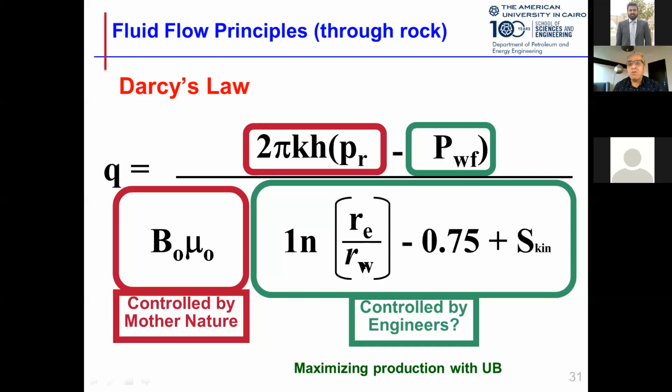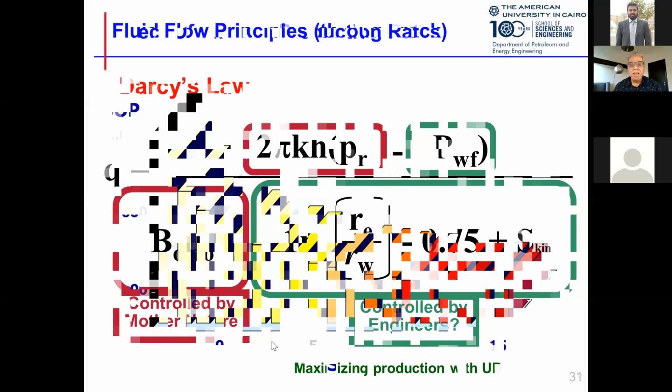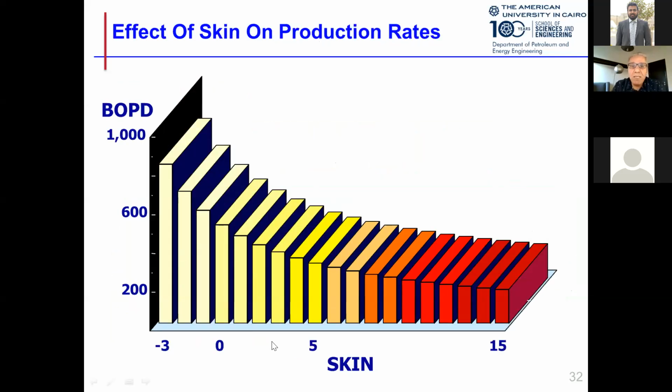RW, we can control it. We can basically set the bottom hole area or the well radius in the bottom hole. Well, how does skin, which is S, affect production?